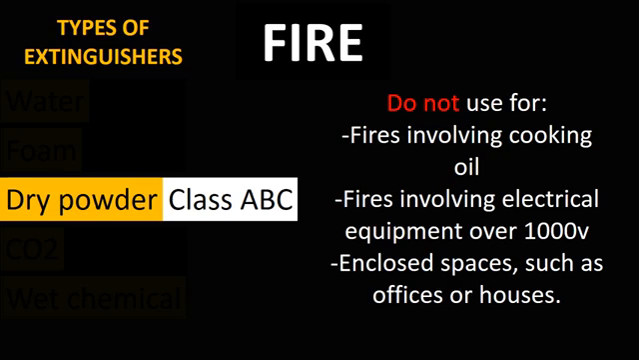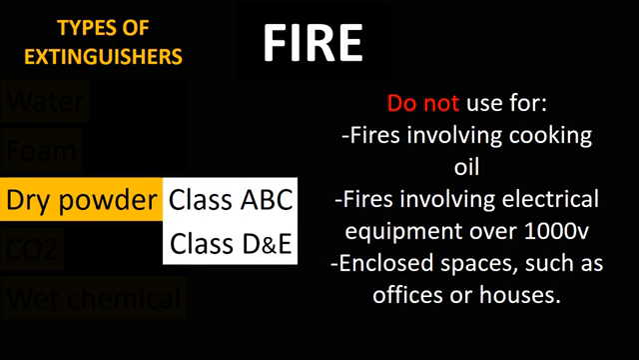Dry powder fire extinguishers can also be used on some electrical fires, and specialist dry powder fire extinguishers are used for flammable metals. Thus, dry powder fire extinguishers can be used on Class A, Class B, Class C, Class D, and Class E fires.